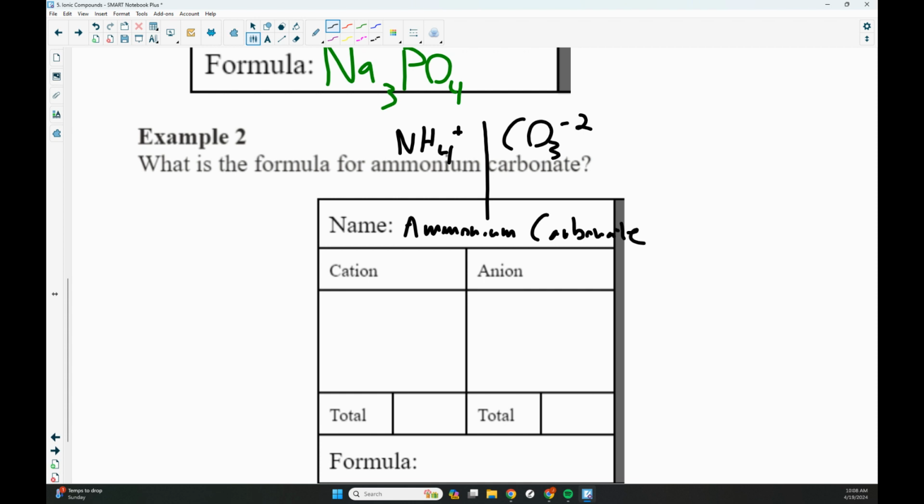So let's start filling our T-chart in. NH4 has a charge of +1. CO3 has a charge of -2. They do not currently neutralize each other. Again, the solution should be pretty obvious to you. We're going to need to add another ammonium to neutralize the -2 charge of the carbonate.